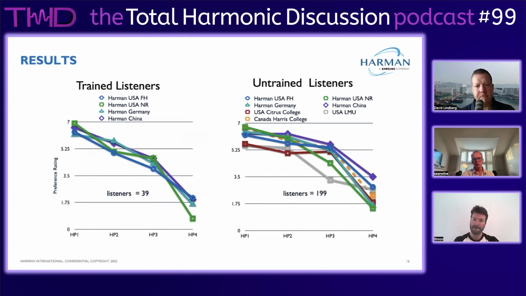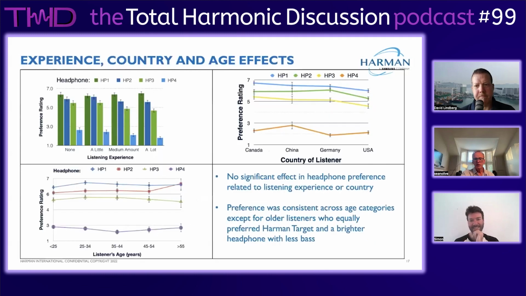So these listeners are basically in agreement on what are the best headphones and which ones are the worst. And the untrained listeners are not as discriminating, but given time and a little bit of training, perhaps they would perform the same. So you can see here, HP1 was the Harman Target, HP4 was the Beats headphone. So there you have it. It's not because of marketing.